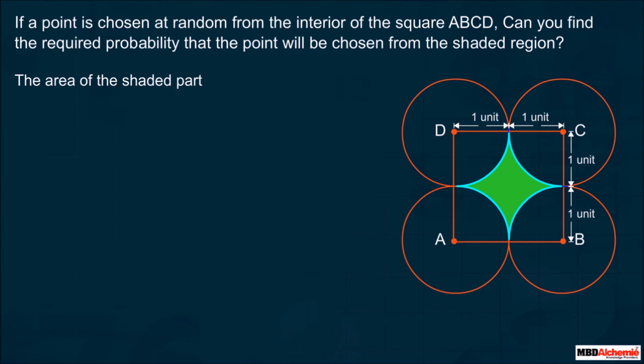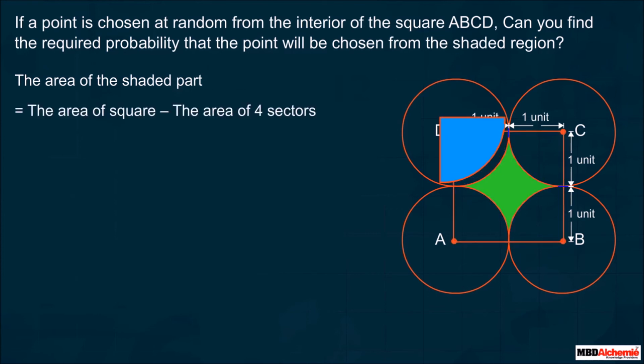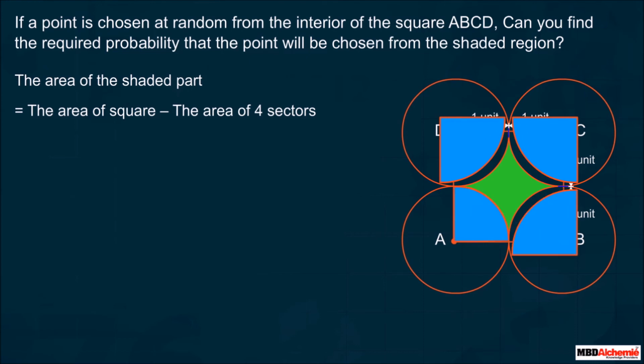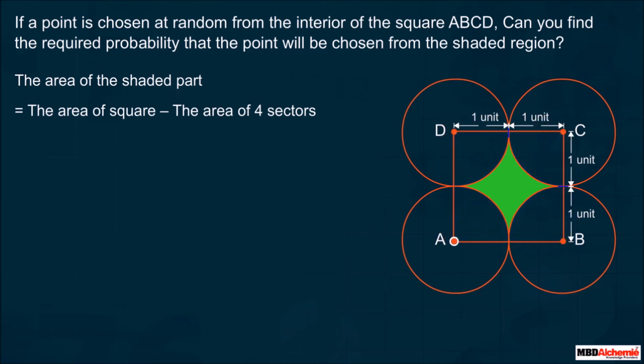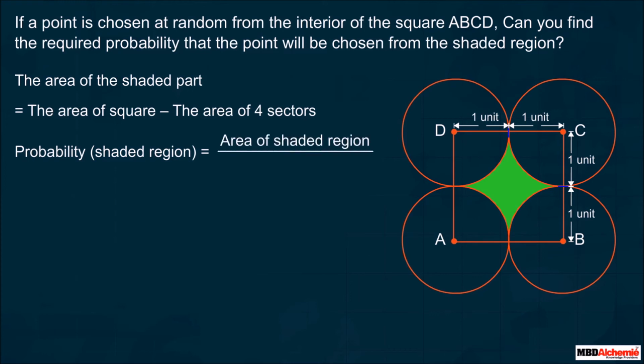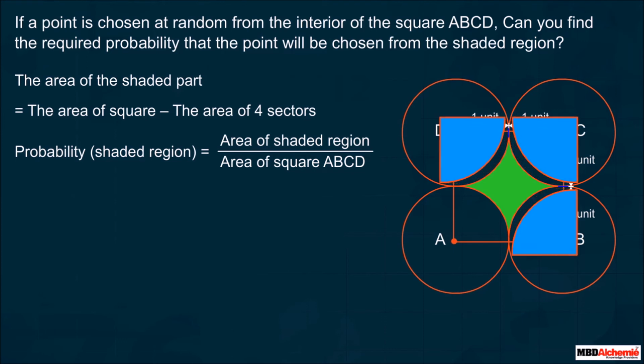The area of this shaded part is the difference of the area of a square and the area of 4 sectors, as at each corner point of a square, a sector is formed. Also, here the area of a square shows the total possible outcomes. So, the required probability will be the fraction of area of the shaded region upon the area of square ABCD. Now, our first target is to find the area of the four sectors first.